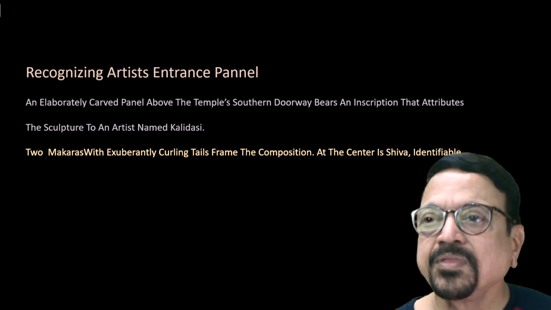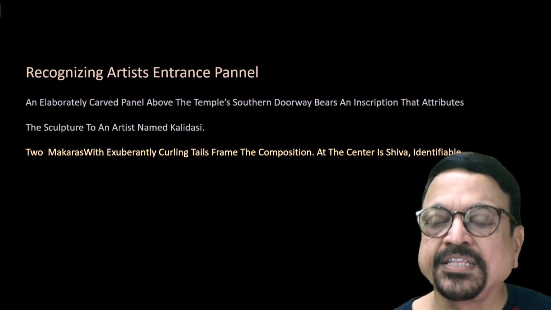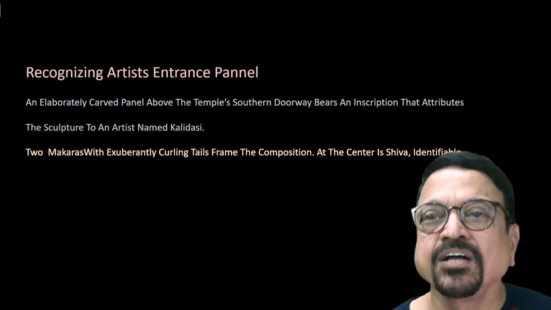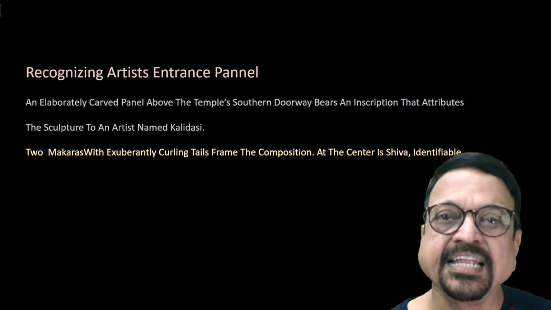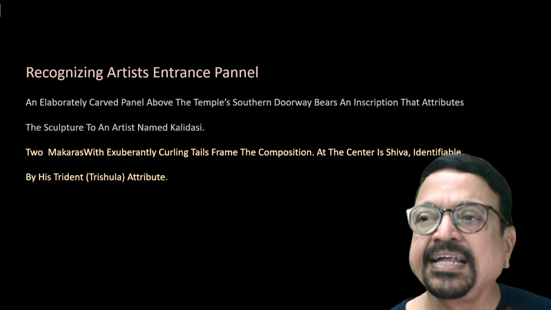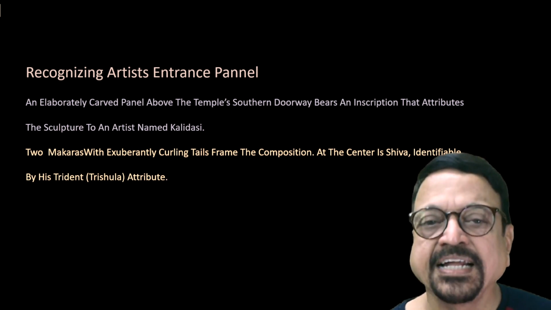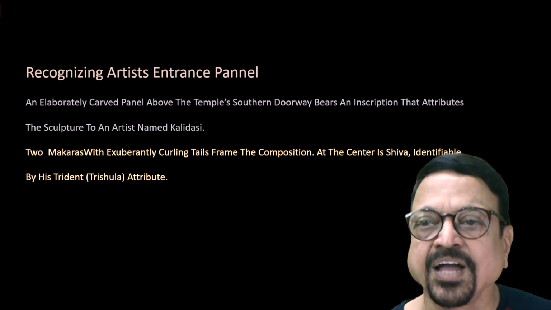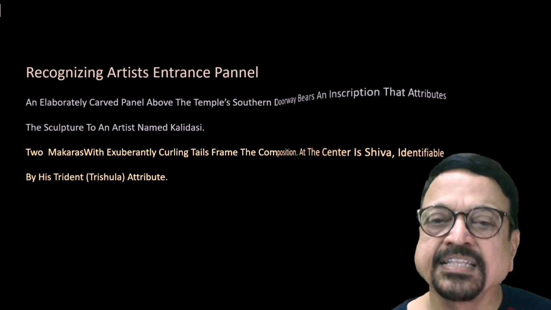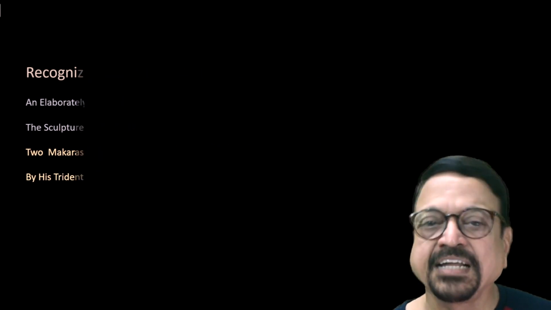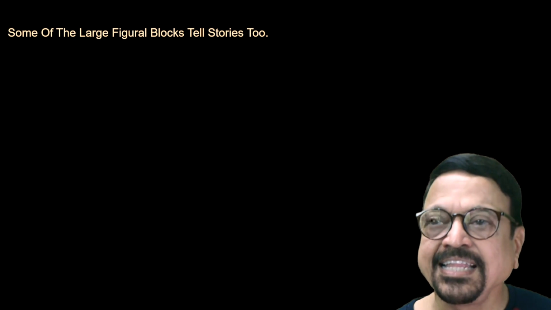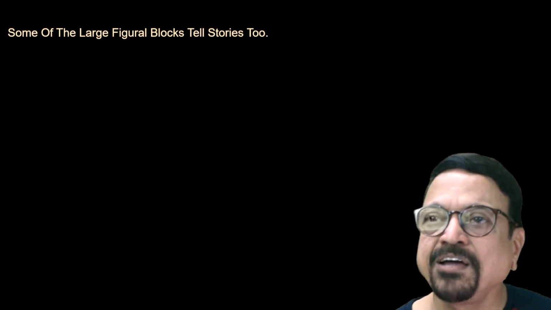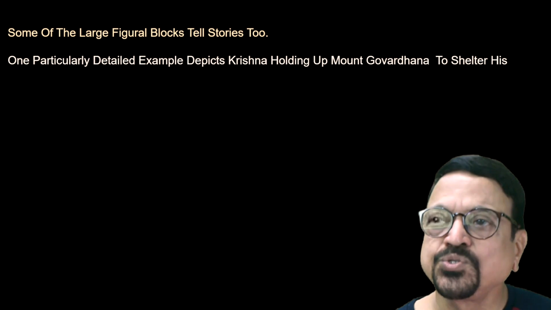Then two makaras with exorbitantly curved frames in the composition are seen in the center of the Shiva. Identify his trident. Shiva is identified with a trident, that is Trishula. So that is the identification of God. Shiva is identified with the trident, and a Shiva temple is identified with a Nandi. Some of the large figure blocks tell stories too.